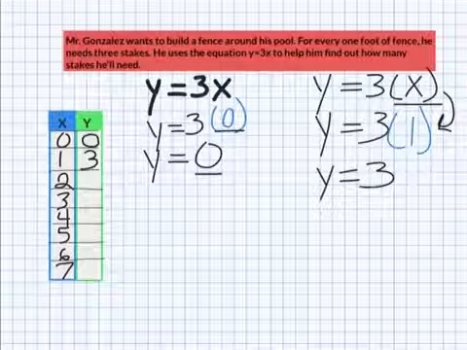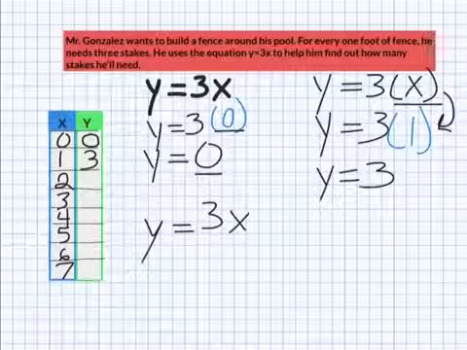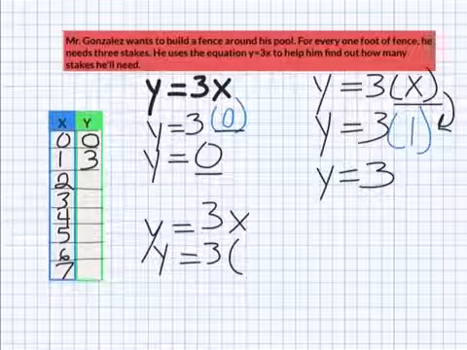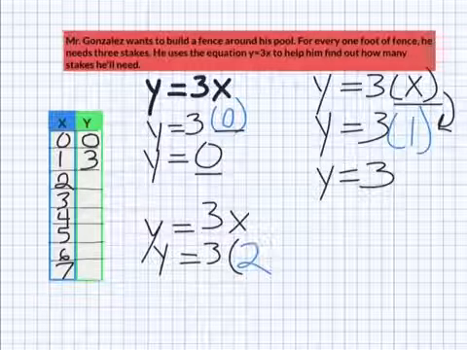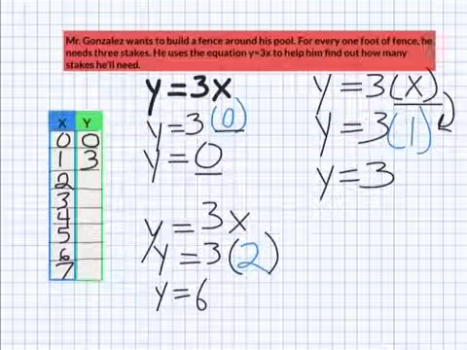Okay, let's keep going and see if we can continue this. What's going to happen for y equals 3x if we decide to make the x 2? What's going to happen there? Well, we're going to multiply. 3 times 2 is 6, so y is equal to 6.